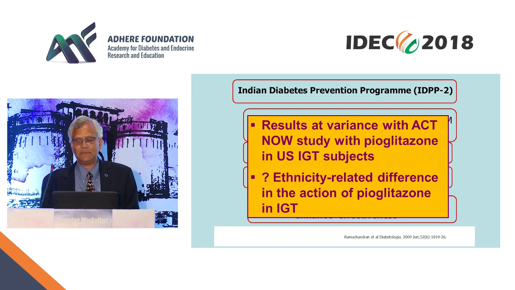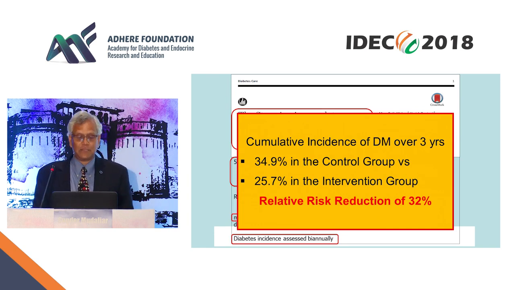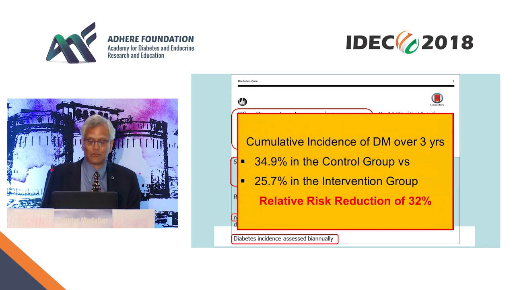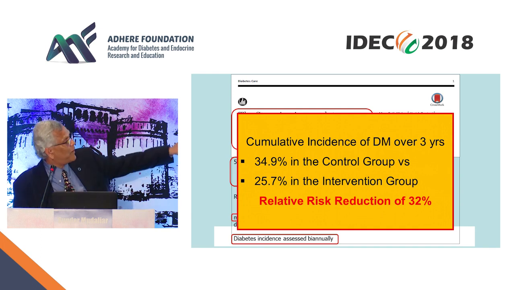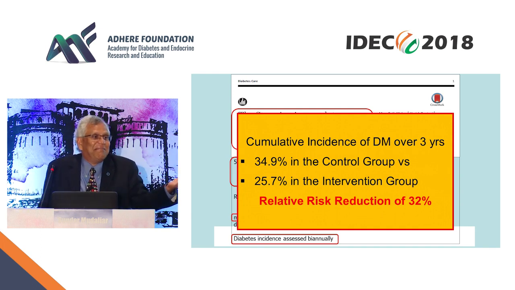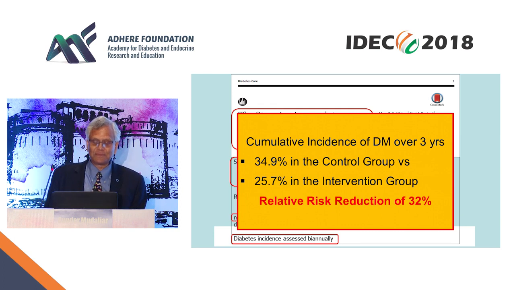What did he find? Cumulative incidence of diabetes over 3 years was 35% in the control group and 25% in the group that he intervened. So there's quite a good relative risk reduction of 32. But remember, 25% means 75%. It really, there was no effect.